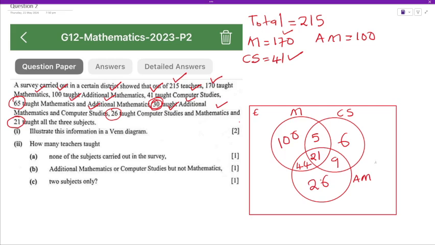Okay, so at this point now we can start confirming. When you add everything here in math, we add 100 plus 5 plus 21 plus 44. What are we going to get? Let's confirm. 100 plus 5 plus 21 plus 44 gives me exactly 170. So for the set for math, we are done. You go to the set for computer studies.